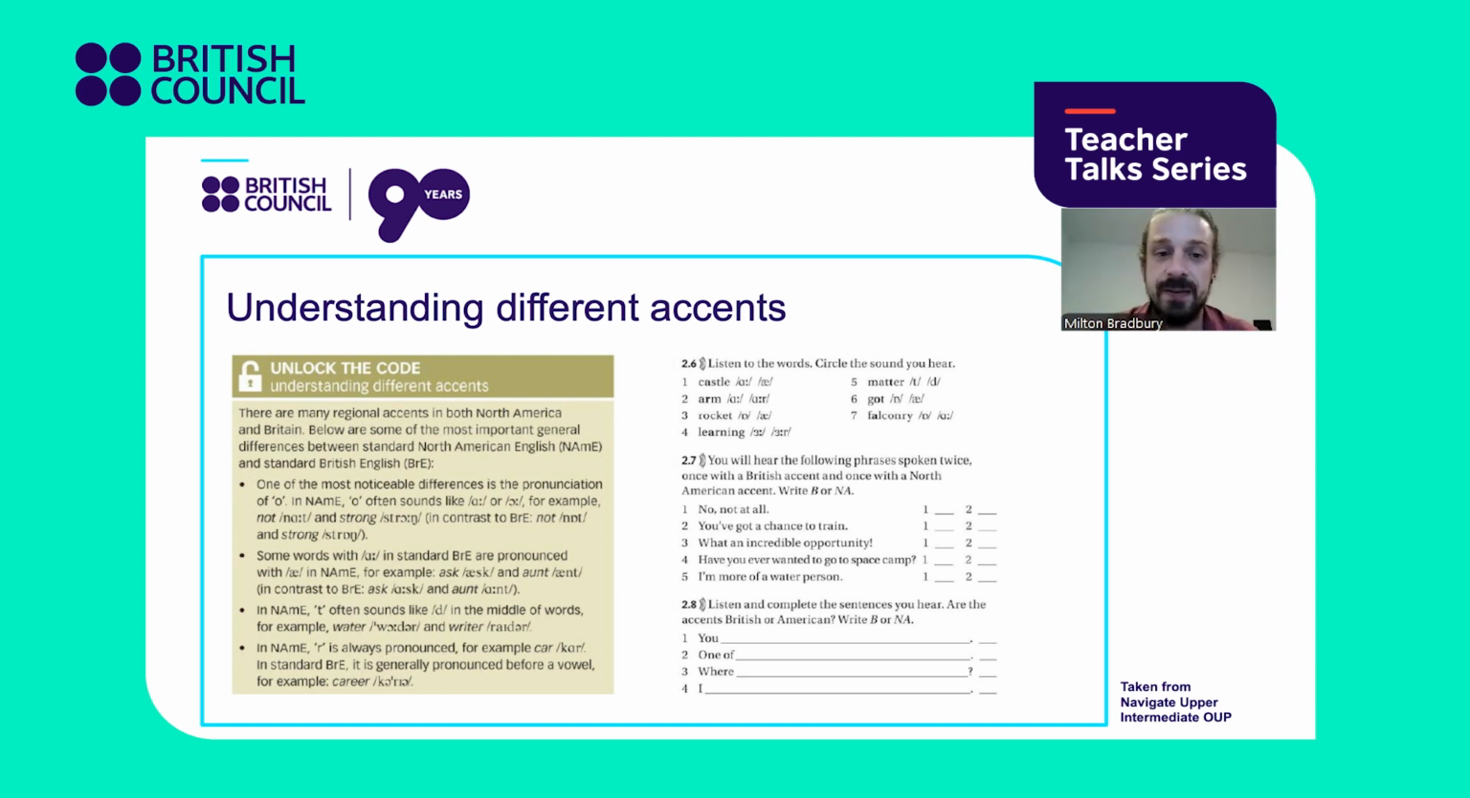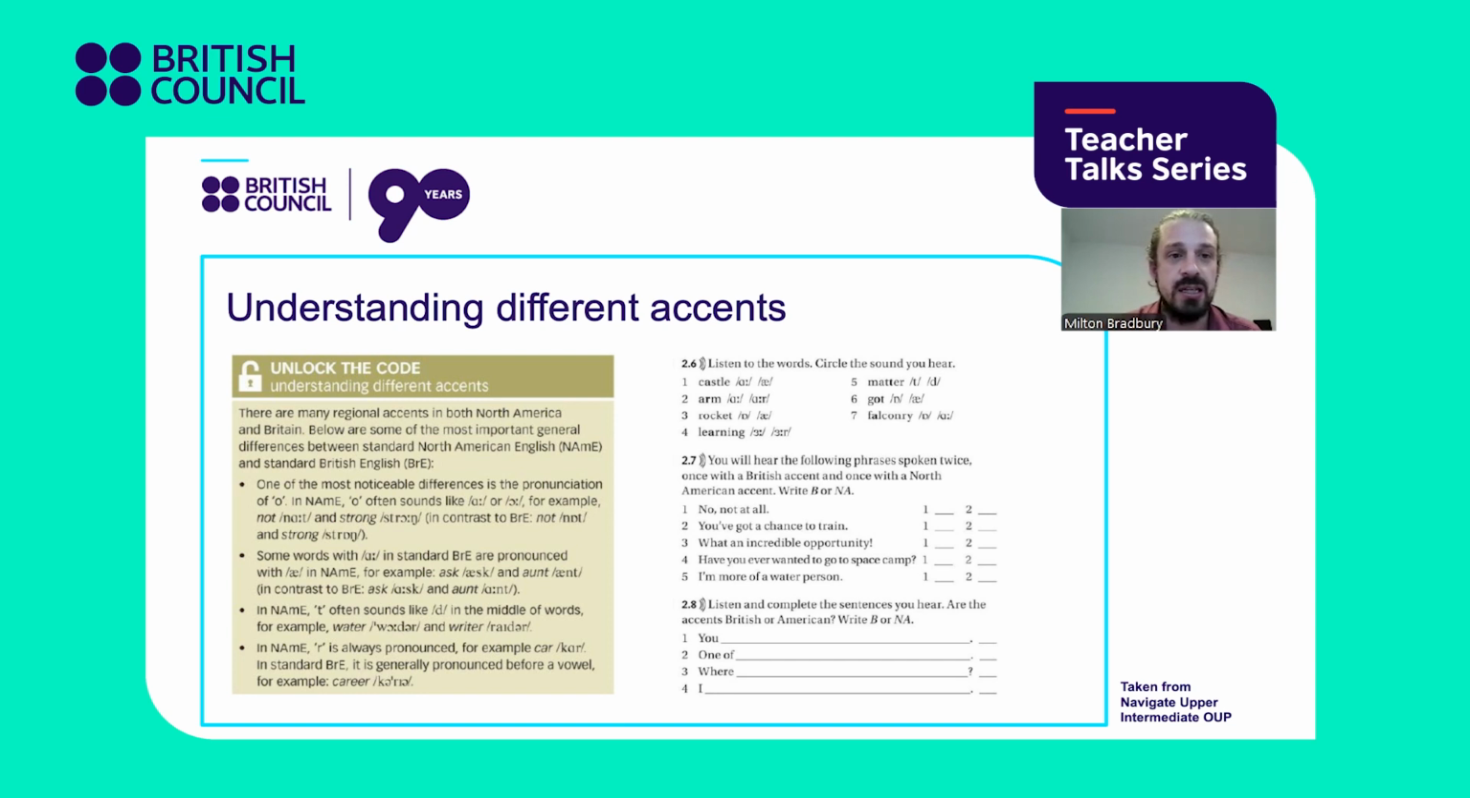Now, this is an activity taken from a course book, a very good English language course book called Navigate. It's Navigate Upper Intermediate. It's from Oxford University Press. Now, this is a very interesting activity. This whole lesson on this page was understanding the difference between typical American English and typical British English. How do they do that? There was a section on words, but this section is the difference in pronunciation.